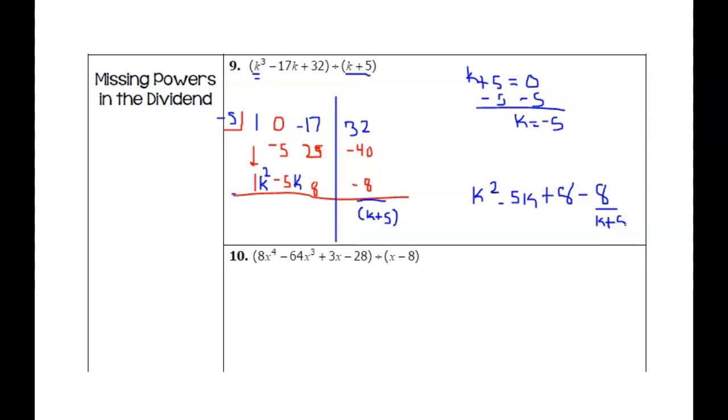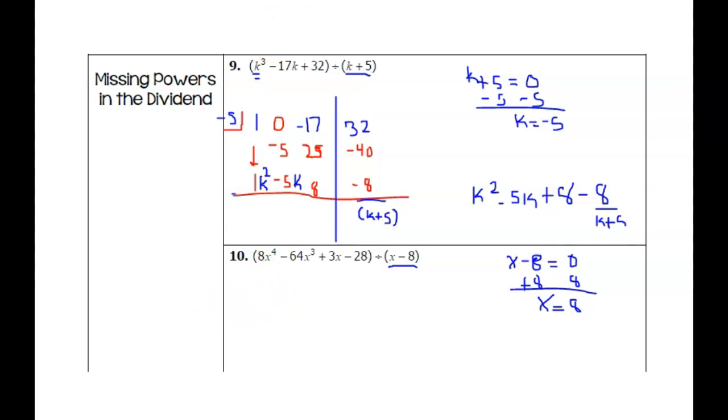All right, let's try it again with the problem below. Again, we're going to watch out for missing powers, and we're going to substitute a 0 in for those missing powers when we grab coefficients. So let's start with our first step. Set our linear factor equal to 0, okay? And we're going to find our 0. x minus 8 is our linear factor. Setting that equal to 0, add 8 to both sides. I end up with x equals 8.